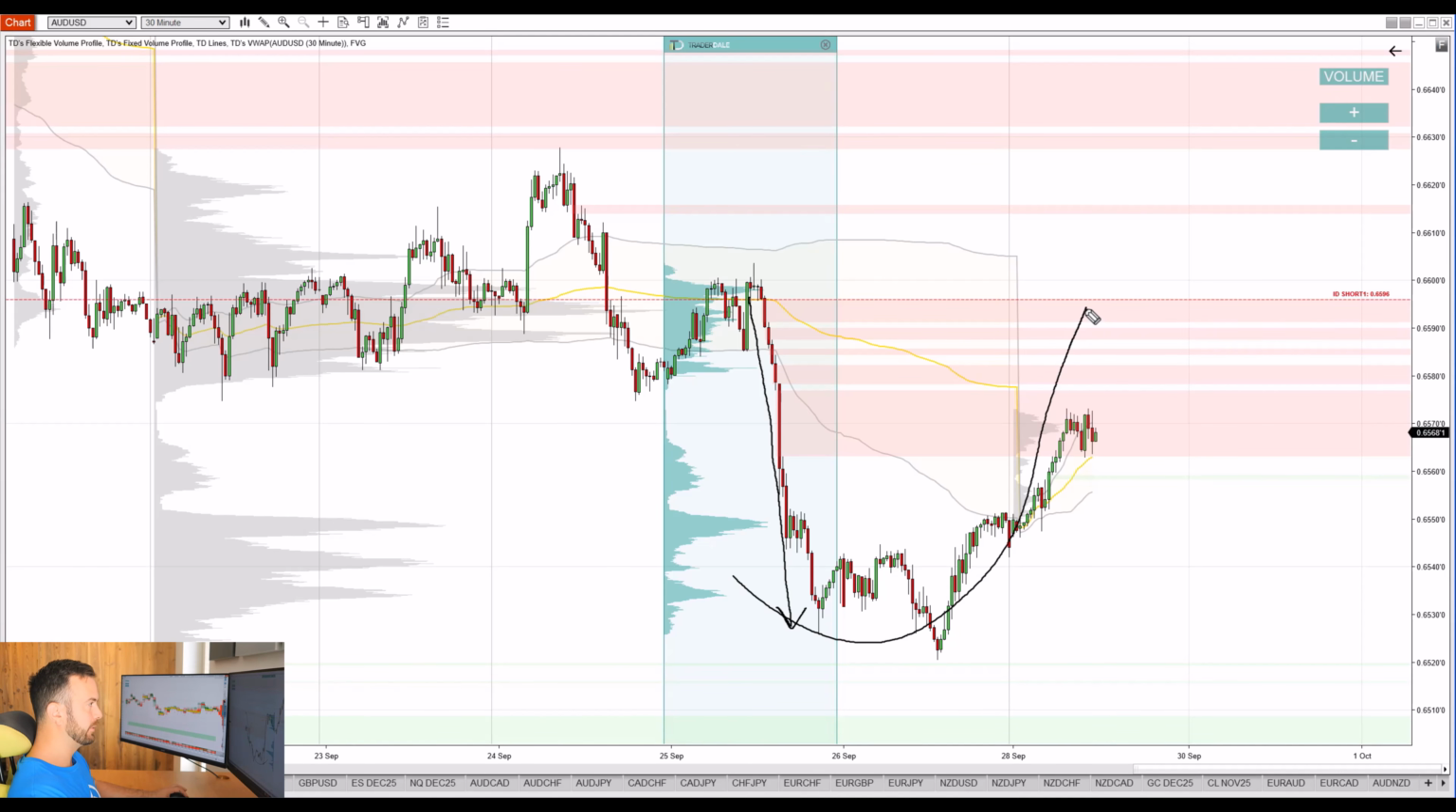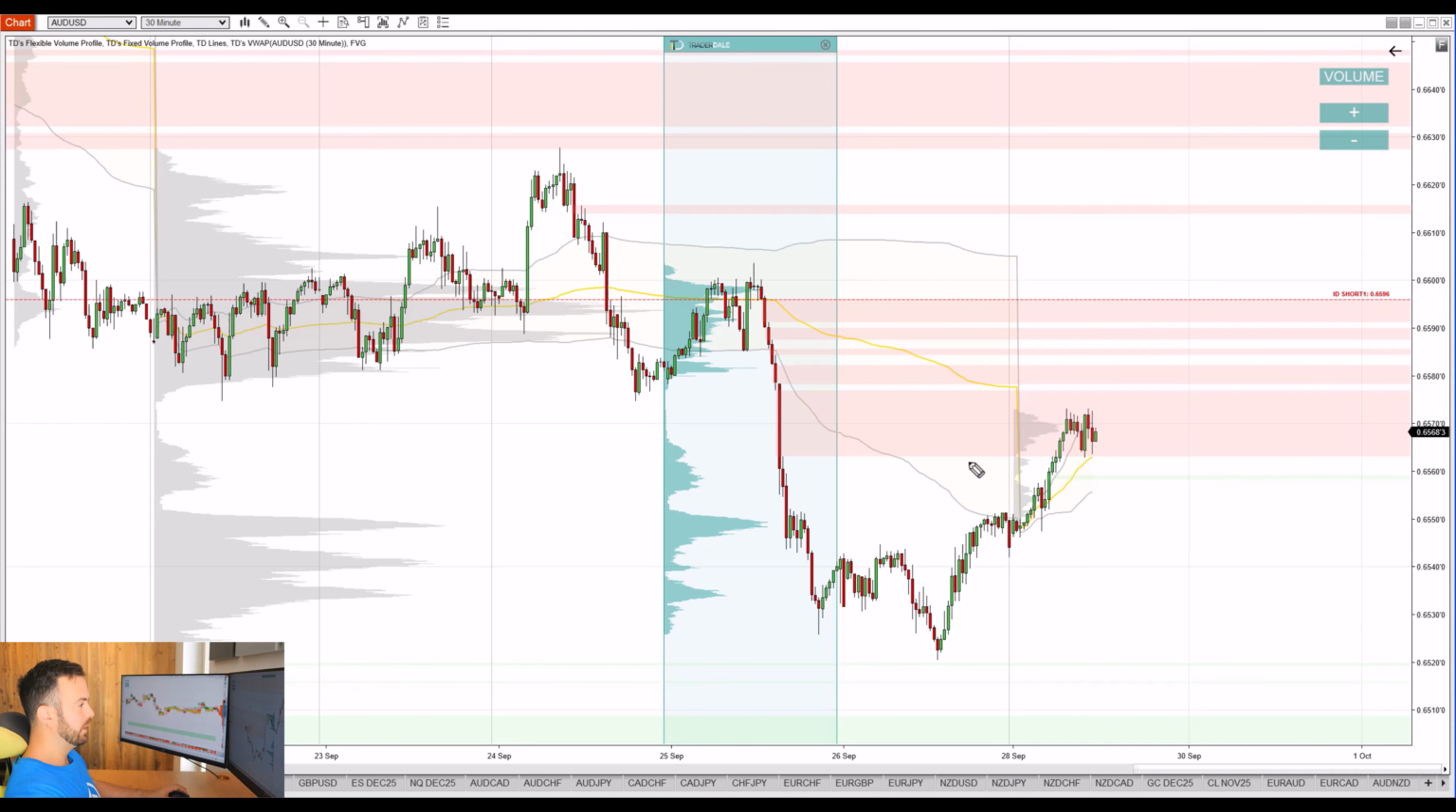You wait for the pullback to the weekly point of control and then trade from there, all right? So for all those reasons, I think that this is a strong level to trade from. Right now, we just need to wait for the pullback and go short from there.